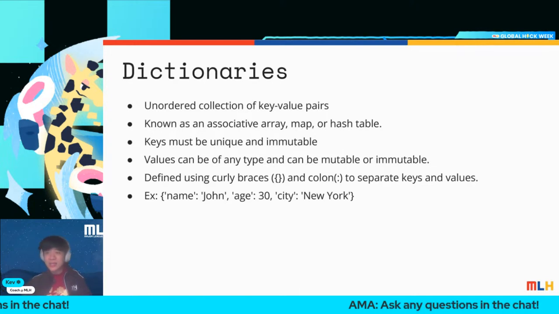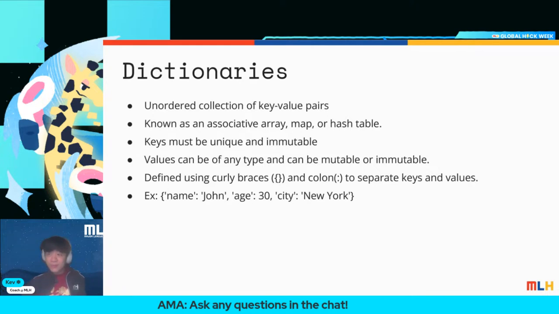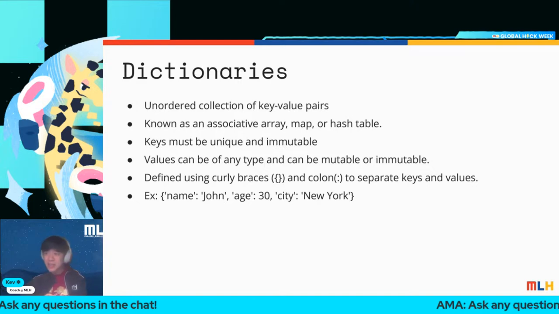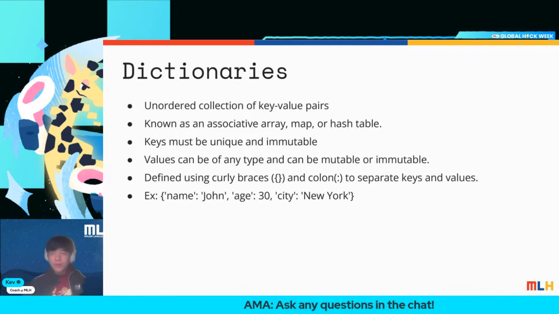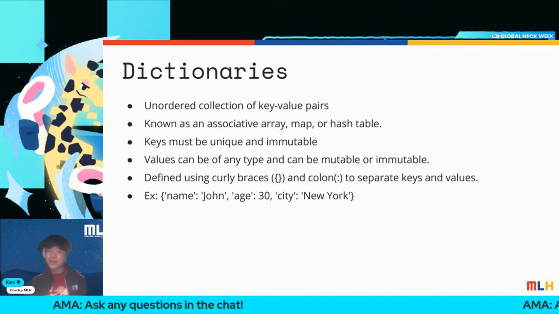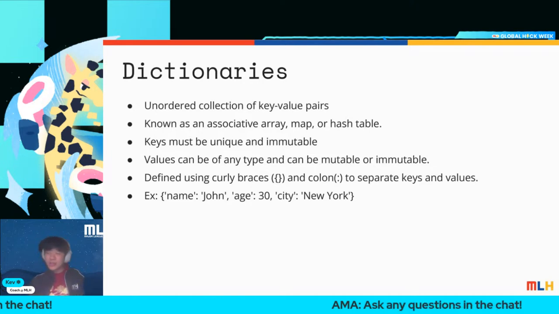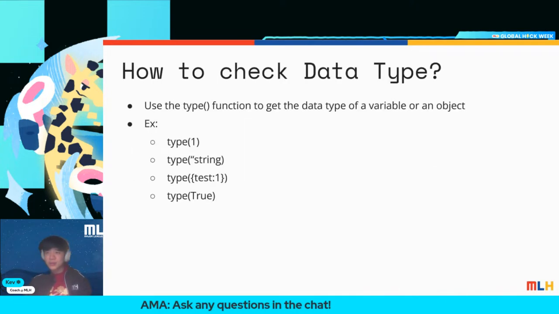We have, let's say, the key name, which is associated with the value John, the key age, which is associated with the value 30, the key city, which is associated with the value New York. We will go over how to utilize these things as well as many other things in a bit. But first, we're just trying to understand all of our data types. So let's hit next slide.